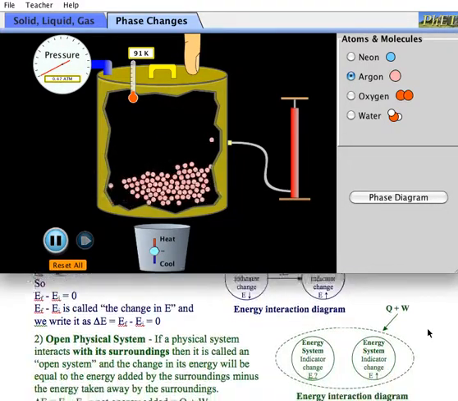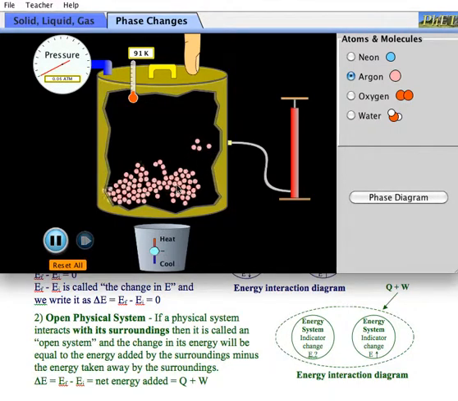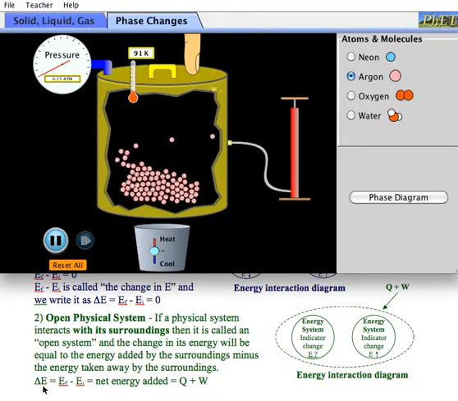Now, for an open system, open physical system, it interacts with its surroundings. If I turn on the heat, if I turn on this flame, I'll transfer heat into it from the surroundings. So that's an interaction with the surroundings. What will happen? Well, you already know the temperature will go up, and that's an indicator that the thermal energy has gone up, and that will mean the total energy has gone up. So E final minus E initial is going to be positive.